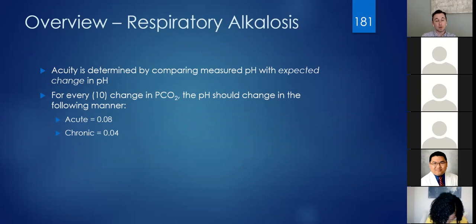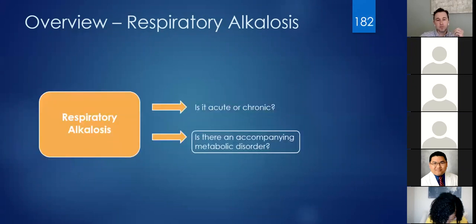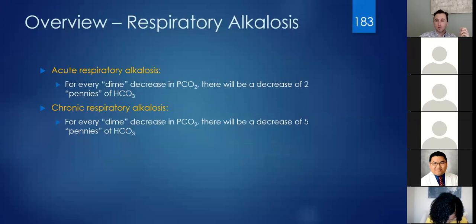So in terms of expected change in pH, it's the same for a respiratory alkalosis. For every dime change in PCO2, if it's acute, your pH will increase by 0.08. If it's chronic, your pH will increase by 0.04. So nothing's different there. In terms of figuring out if there's an accompanying metabolic disorder, again, it's the same thing, but here our ratios are a little bit different. Instead of using 1 and 4, we're using 2 and 5.